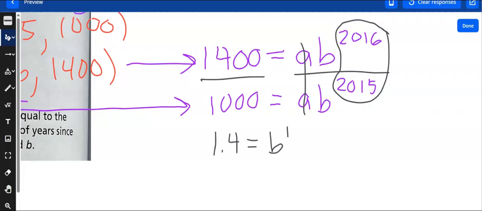Now, is that equation already solved for b? Yes. That one. Well, that's kind of cool. Now I know what b is. It's 1.4. What if, when we did this process, we got b squared?